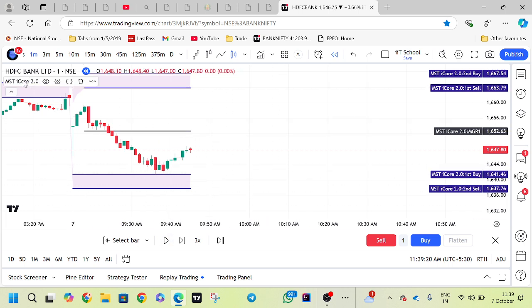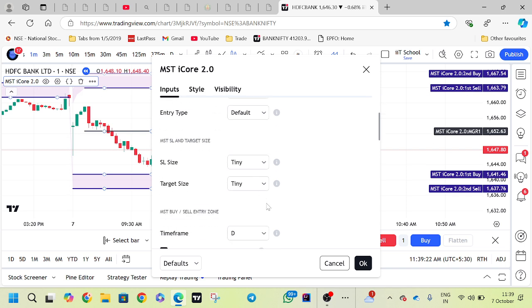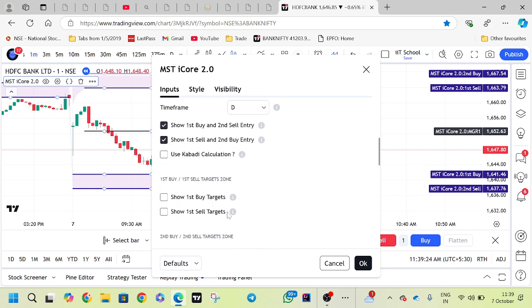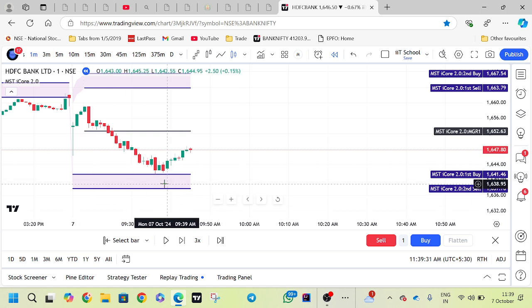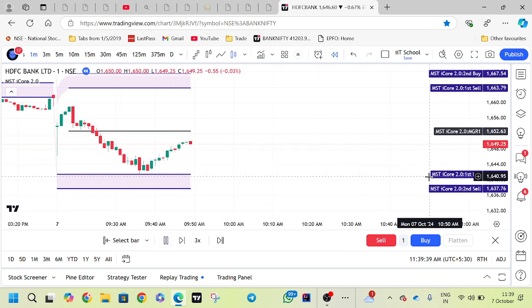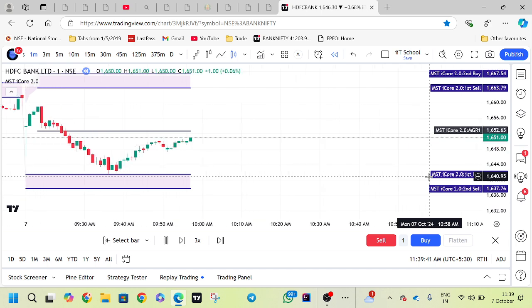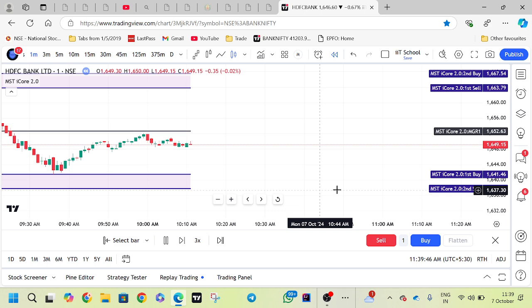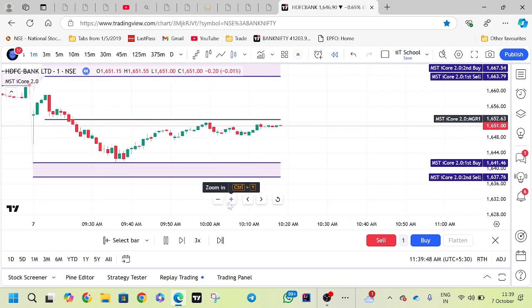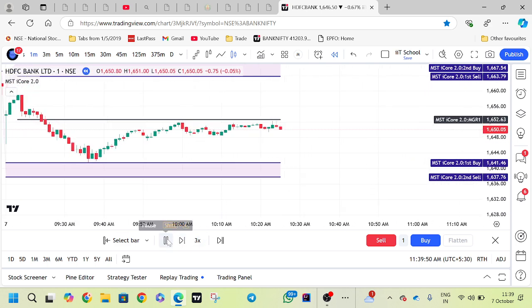Now we have to go back to settings and enable the targets. So don't think that every day I am making some changes. I am not making any changes. Once buy is activated, you can straight away expect the market to come and touch the midpoint. That is also possible, but sometimes if it is not touching exactly, you may have to lose your profit. That is why we have kept the stop loss and target here.